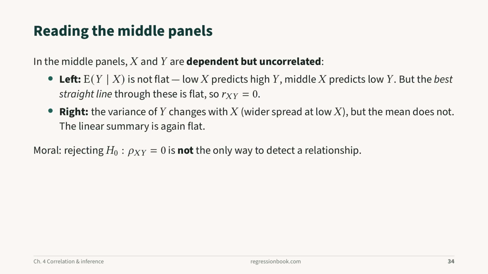Read the middle panels closely because they fail in different ways. In the left one, the conditional mean of Y truly varies. Low X predicts high Y, middle X predicts low Y, yet the best straight line through it is flat, so the correlation is 0. In the right one, the mean of Y never moves. It is the variance that changes with X. The moral, rejecting the 0 correlation null is not the only way to detect a relationship.